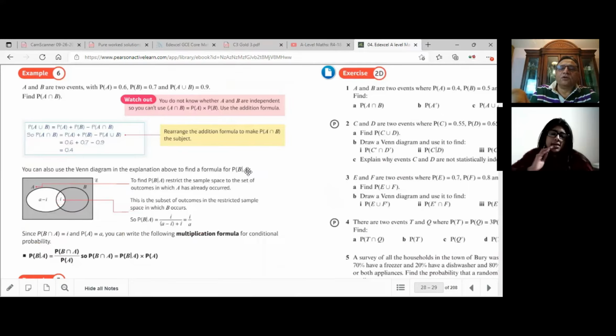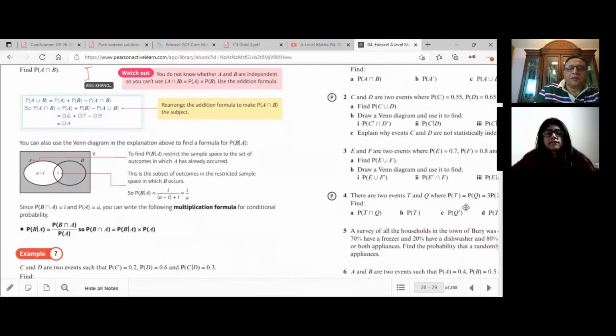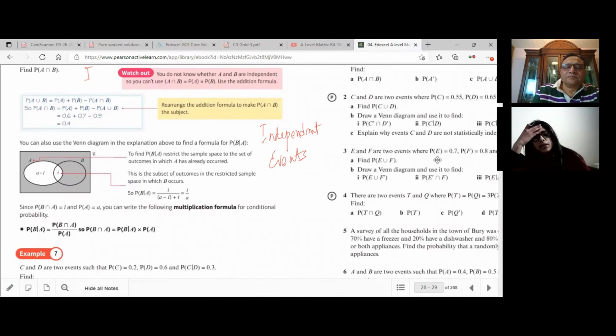Let's say we are not talking about independent events. Okay, let me write here. So if the events are independent, what does it mean? The probability of A and B equals the probability of A times the probability of B.